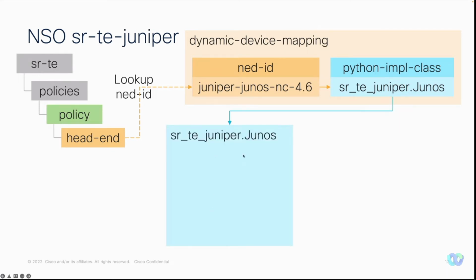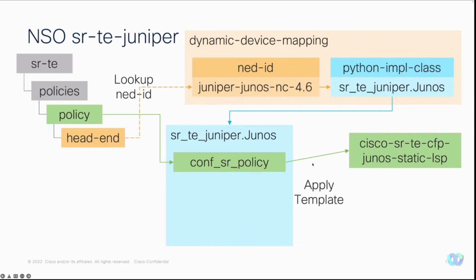To implement it, you just need to support some standard functions. If you're creating a static SR policy, as we are in this case, you need to implement a function called conf SR policy. This is just a Python package. You can implement it any way you like, but to keep it simple, we just created a template. So the Python package applies an NSO template that has all the logic in there.